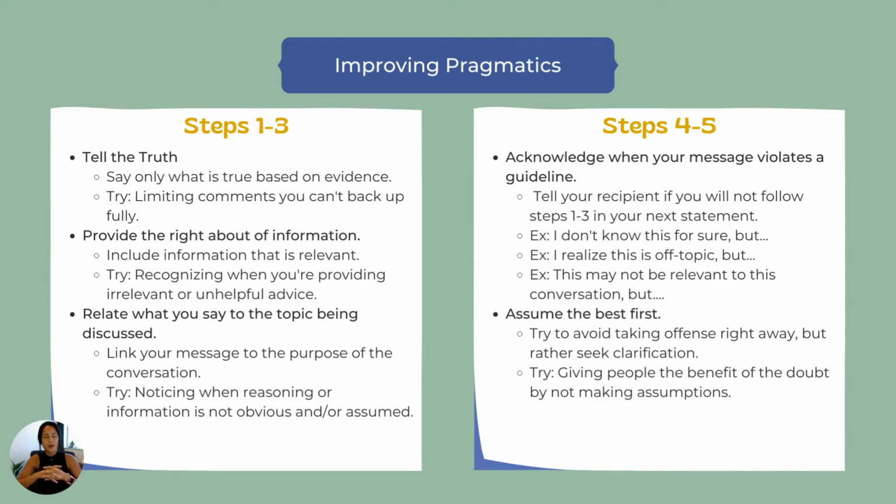And I know sometimes this is hard, especially in our closer relationships where maybe there's been some poor communication back and forth for a long time, but especially with new people we don't know that well, I'll always try to assume the best first. So I'm not taking offense right away if someone says something, kind of just seeking clarification on that. And I think that the best way to do this is to try giving people the benefit of the doubt by not making assumptions. Sometimes we assume things, and that's really not the case.